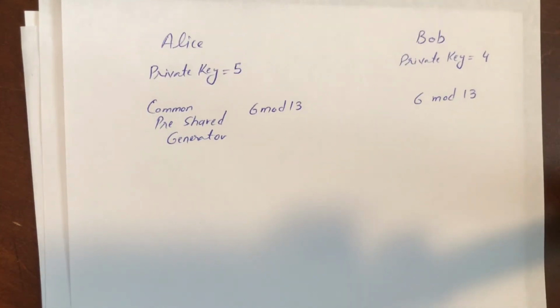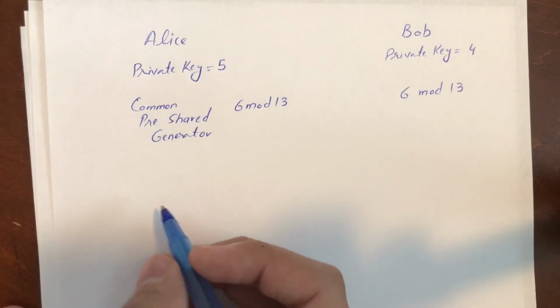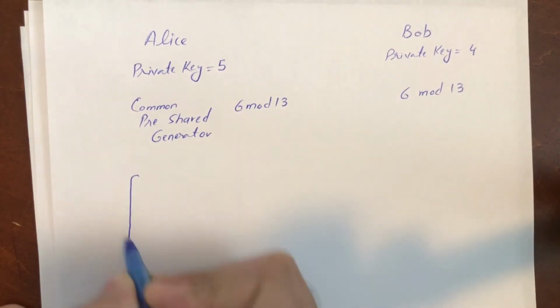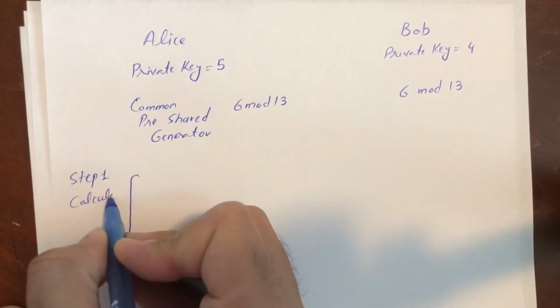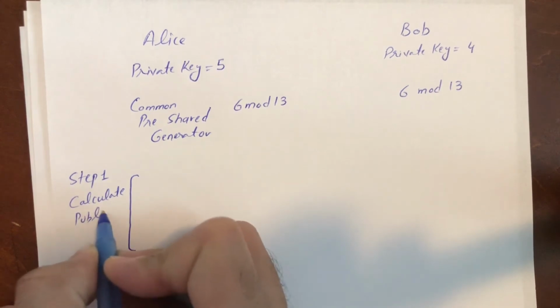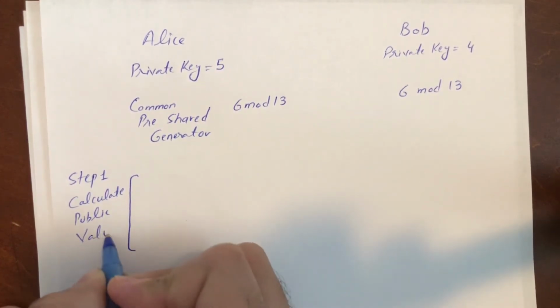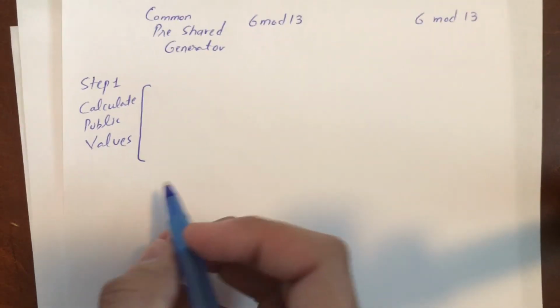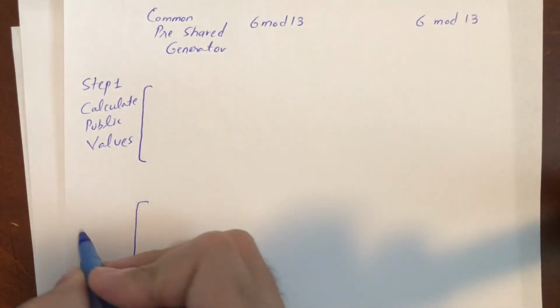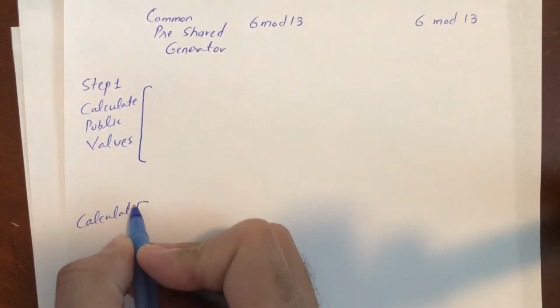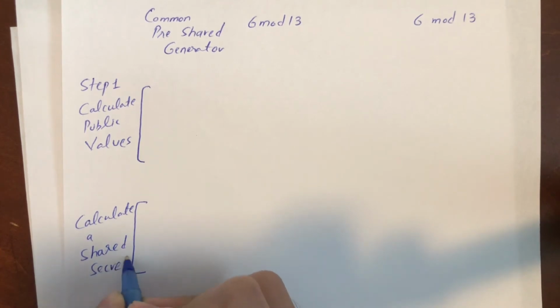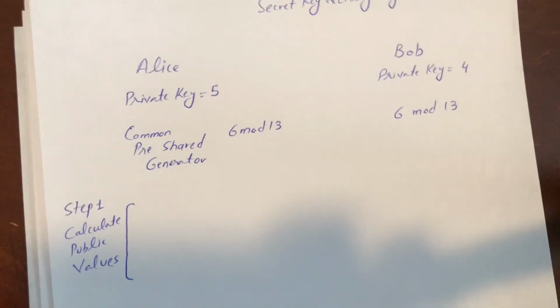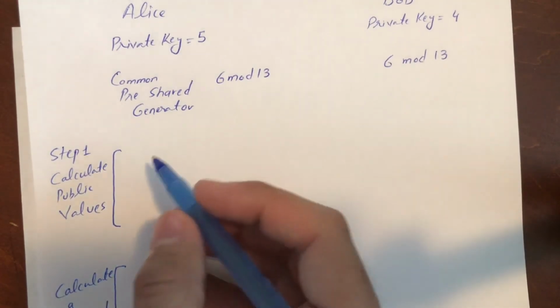Now, there are two main steps for how Alice and Bob can securely exchange the data. The first step, step 1, is to calculate public values which they can exchange. Next is step 2, which is to calculate a shared secret which they will not share with anybody else. So in order to calculate the public value in step 1, how can we calculate that?